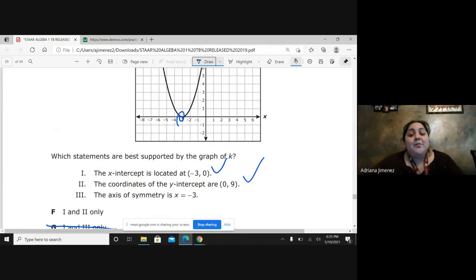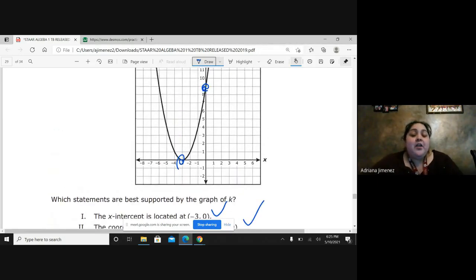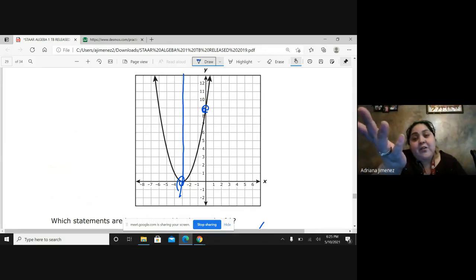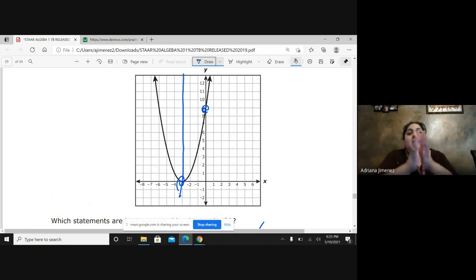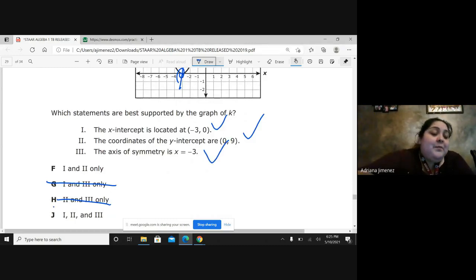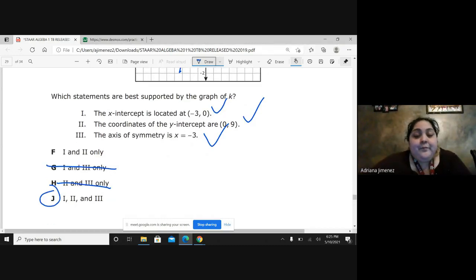It says the axis of symmetry is x equals negative 3. I need to graph that line. X equals negative 3 goes this way. So notice I drew on this picture, so you're going to want to draw on the picture that they give you. There's no other way you can do this. Okay, I draw that line. Axis of symmetry means like what it meant in middle school. It's something that you can fold on top of each other and it cuts it in half, which this one does do. So that means my answer is all three of them.